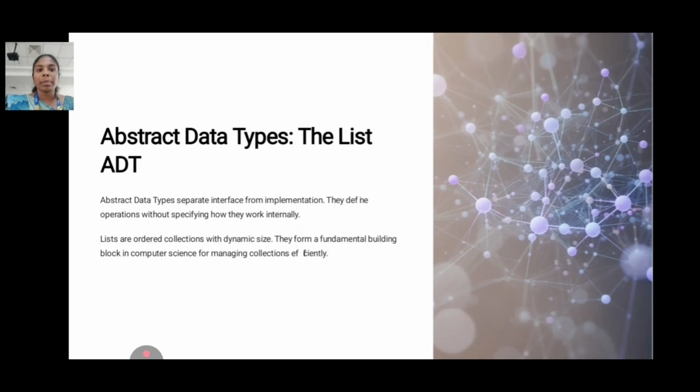Abstract data types, the List ADT. Abstract data types separate interface from implementation. They define operations without specifying how they work internally. Lists are ordered collections with dynamic size. They form a fundamental building block in computer science for managing collections efficiently.